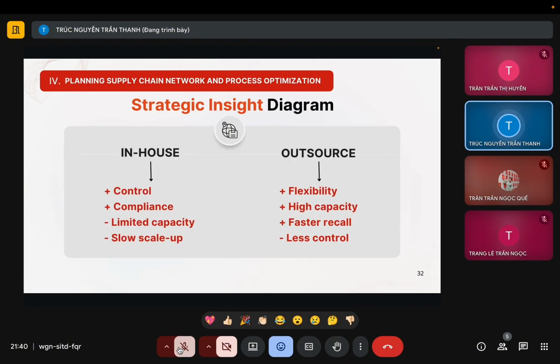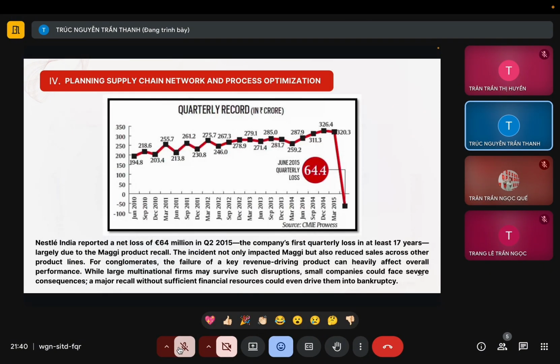So the result we get is more control and confidence, but we try to reduce limited capacity and slow scale-up, and in others we see more flexibility, high capacity, faster recall, and less control. So this is the final report and quarterly report in 2015.